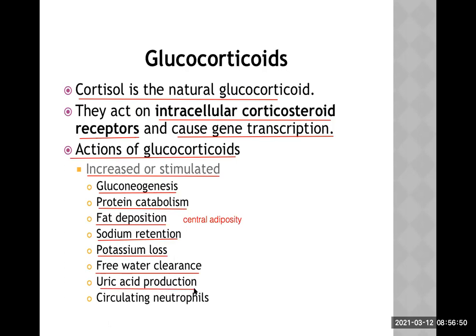Uric acid production is increased and circulating neutrophils are increased. Now this is an interesting point. Let me highlight this because many times if the patient comes to our hospital with some fracture, some stressful situation like a big trauma, then also WBC count is high. There may not be any sign of infection in the body, but WBC count is high. So this is because of excessive cortisol secretion, which occurs as a result of stress.